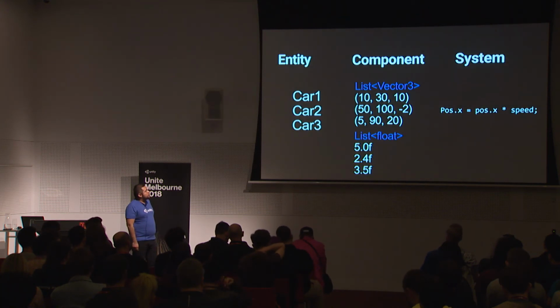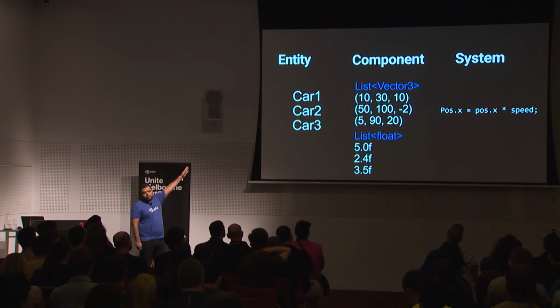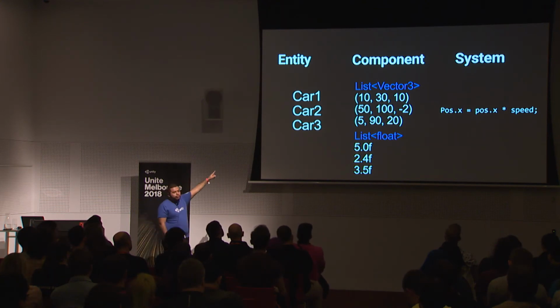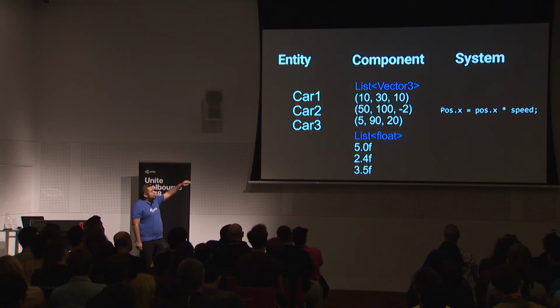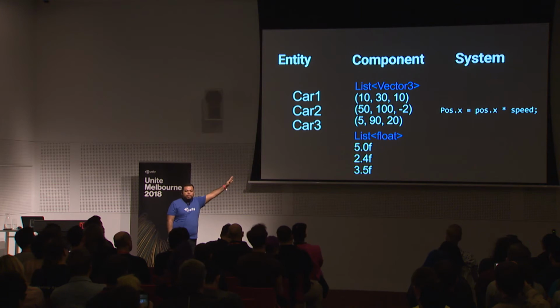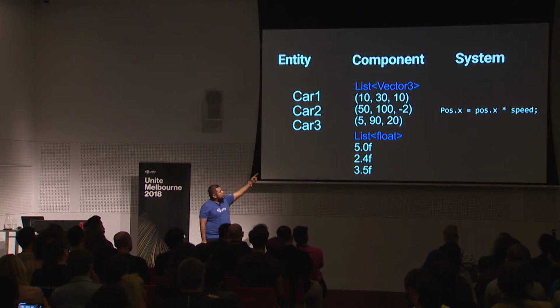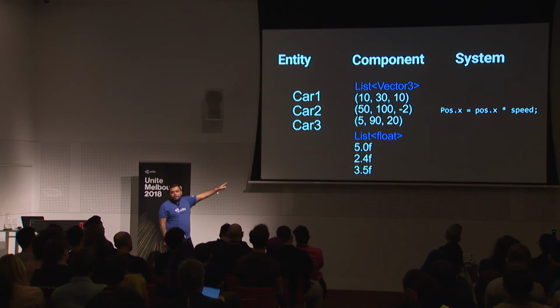Okay, so back to the vehicle example. The entity is going to be maybe just a reference to different cars, just to say, okay, this is car one, which is going to be on position one of the list, or whatever. We have the component, remember, that's the data. So we have our two lists, one list of Vector3s and another list of floats. So this is just the data.